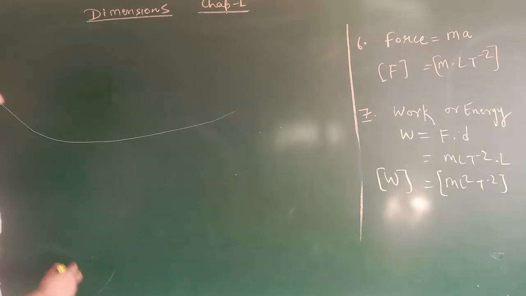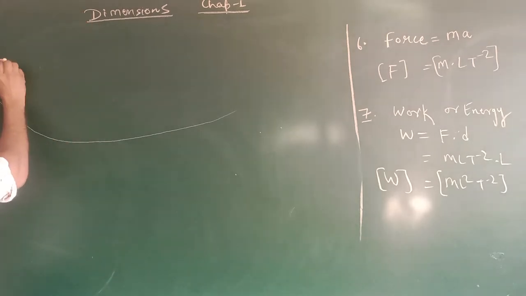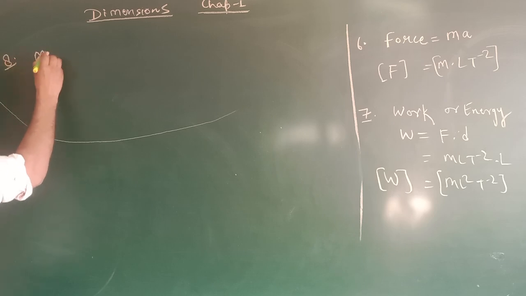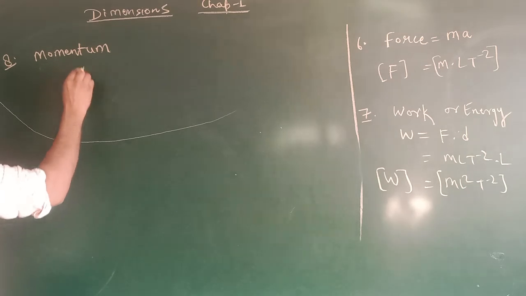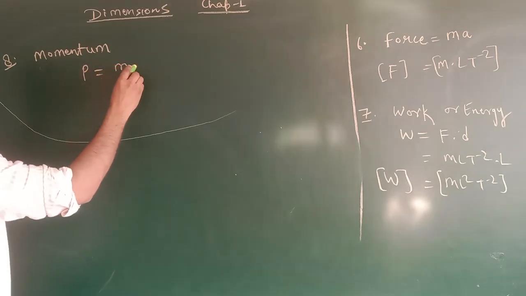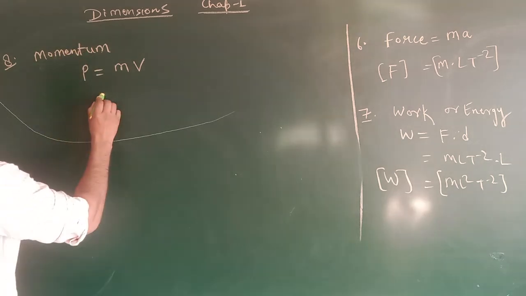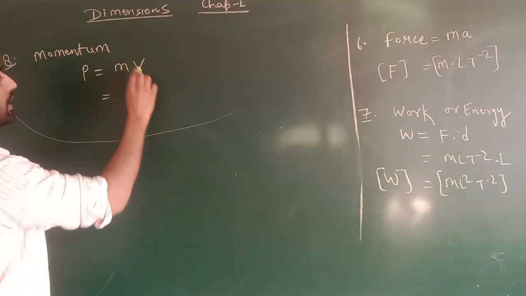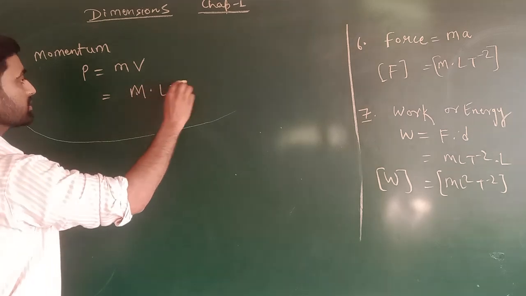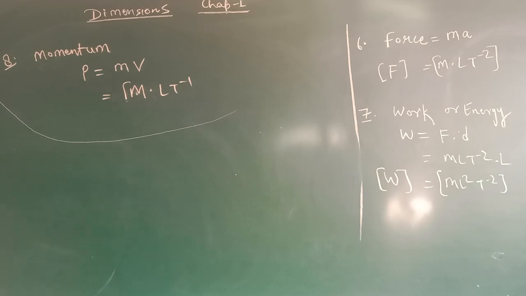Next would be momentum. The symbol of momentum is P, and this is the product of mass into velocity. The dimensional formula of mass is M, and for velocity L T minus 1. So the dimensional formula of momentum is M L T minus 1.